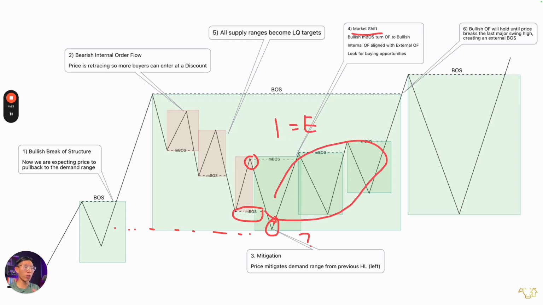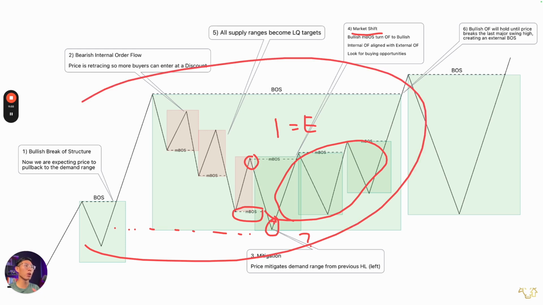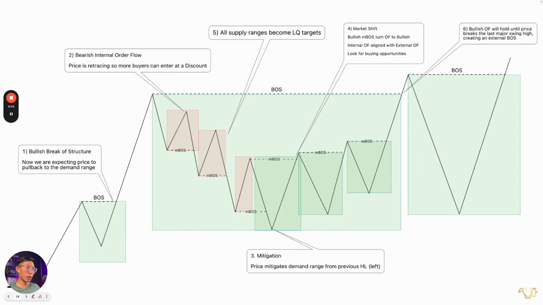So this is the internal order flow and it's bullish. And if you look at the external order flow, the macro bird's-eye view of price, you will see that price in the uptrend is also in a bullish order flow. So at this point, everything seems to line up. Internal order flow is bullish, external order flow is bullish as well. That is when we can potentially look for buying opportunities.